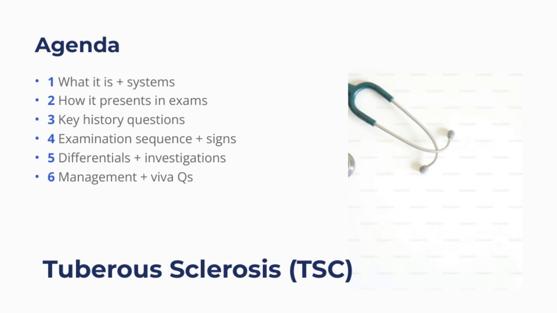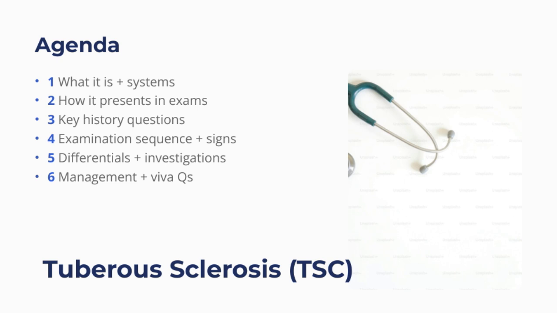TSC is a genetic disorder that causes benign tumors to develop in multiple organs, including the brain, skin, kidneys, heart, and eyes. Understanding the systems involved helps us recognize the diverse manifestations of the disease. Next, we'll look at how TSC presents during exams. Patients may have skin lesions like ash leaf spots or shagreen patches, and neurological signs such as seizures or developmental delays. Recognizing these signs early is crucial for diagnosis.